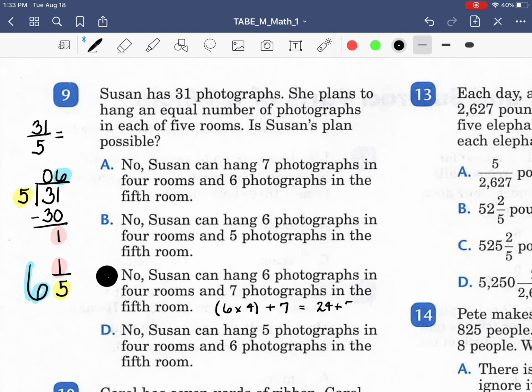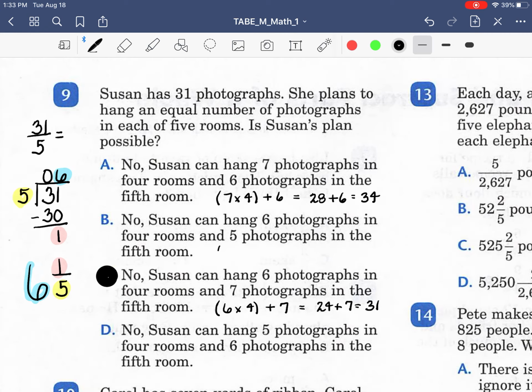Okay, 6 times 4 is 24 plus 7. That is 31. Let me just do that for all of these. A is saying that she can hang 7 in 4 rooms plus 6 left over. So that would be 28 plus 6 is 34. That's too many.